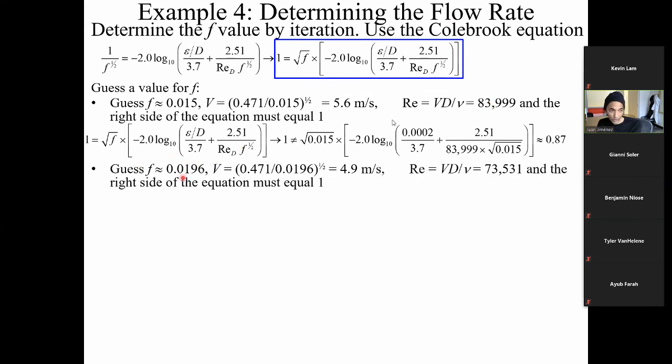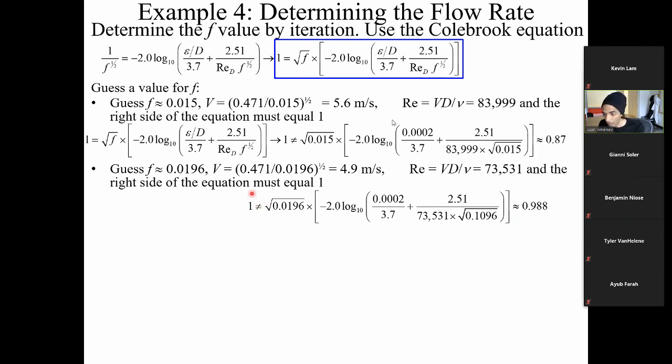You're going to get a value that looks something like this. The velocity you calculated, your new Reynolds number, plug it into the Colebrook equation, right? We plug in here the Reynolds number, we plug in here this new friction factor, and we now get 0.988. Hey, that's closer to 1. Still not equal, but closer to 1.